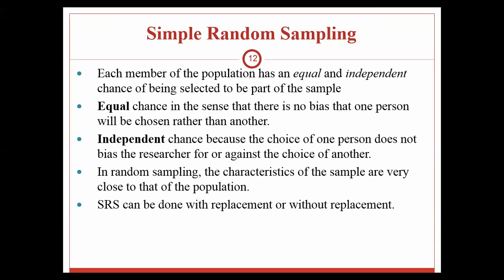In this sampling, the characteristics of the sample are very close to that of the population, as in what you're interested in studying. Each member has it, and so it appears like the characteristics of the sample are very close to that of the population.